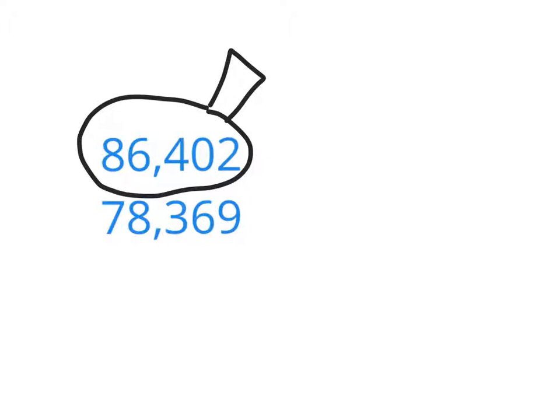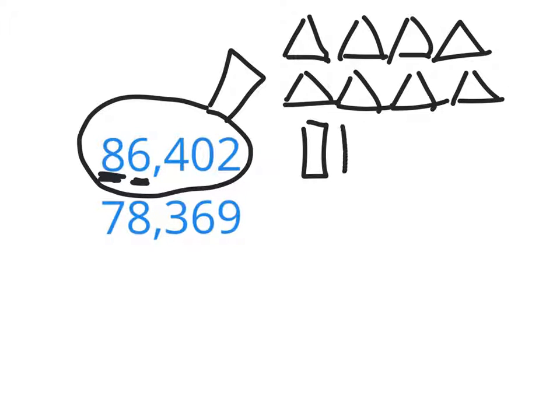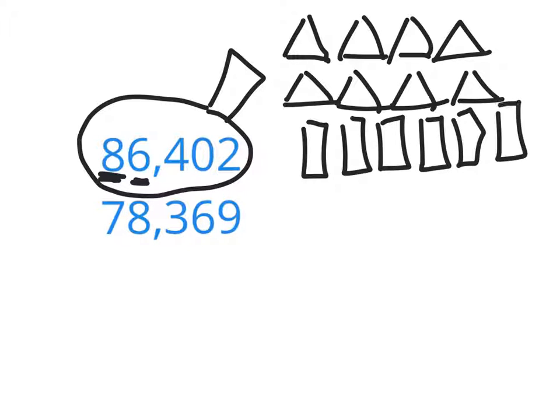So I'm going to start in the greatest place, which is the 10,000s, and I'm going to use a triangle to represent them. I have 8 10,000s, so there's 1, 2, 3, 4, 5, 6, 7, 8. I have 6,000s, which we've been using rectangles for, so there's 1, 2, 3, 4, 5, oops, and 6. Let's fix that one. There we go.